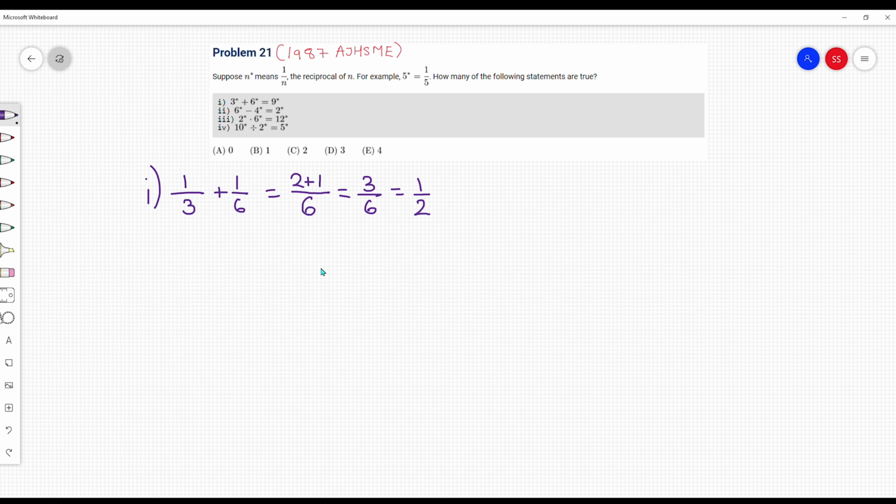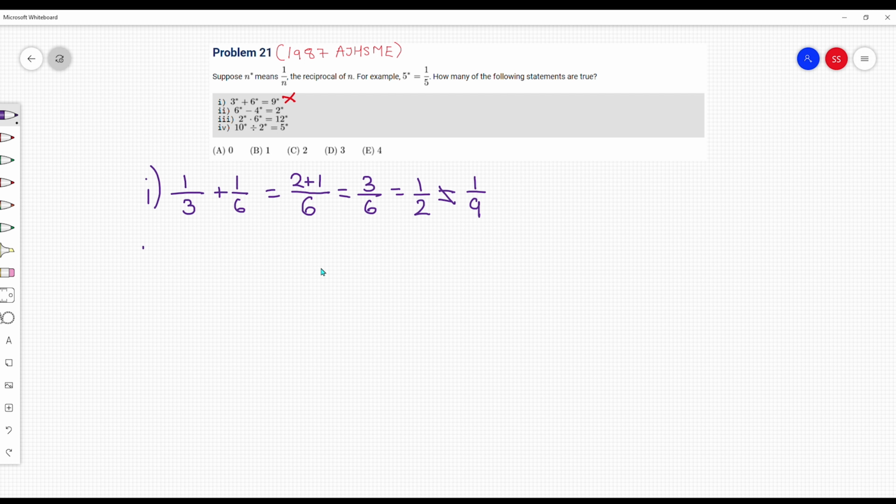But here it says that it is equal to 9 star, which is 1 by 9. And 1 by 2 is not equal to 1 by 9. So we know that the first statement is false. Let's move on to the second statement.